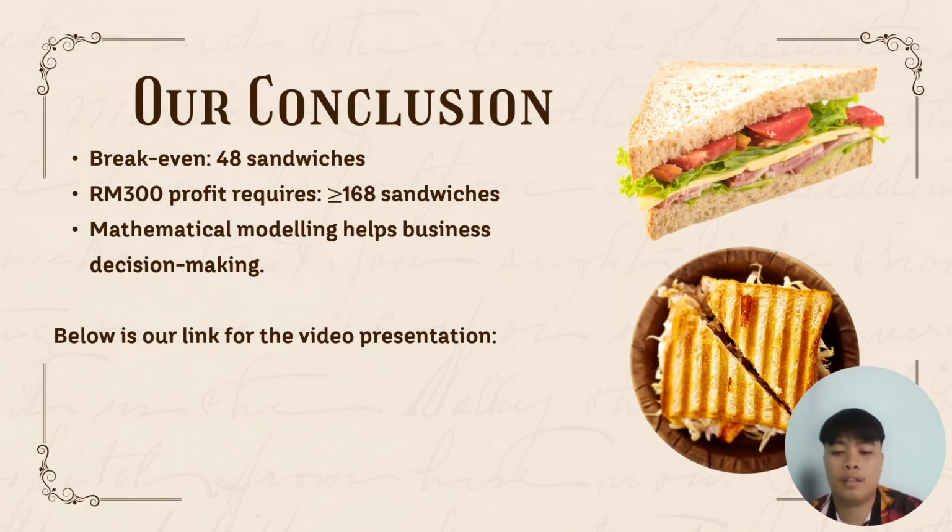Okay, last is our conclusion. In conclusion, the break-even point is 48 sandwiches. Next, to earn RM300 profit, the group must sell 168 sandwiches or more. This shows how mathematical modeling helps in real-world business decisions.